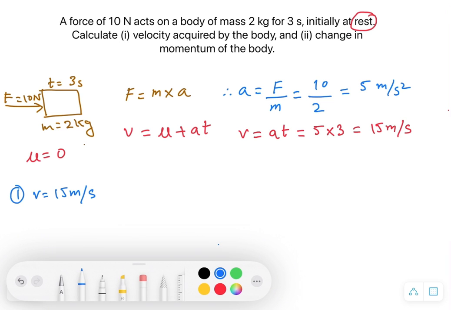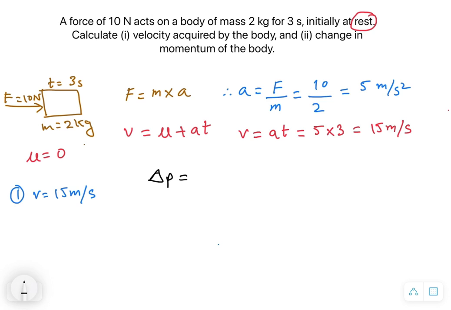Now let us find the momentum, the change in momentum specifically. So change in momentum delta P is equal to final momentum minus initial momentum. Momentum is the product of mass and velocity. So I can write it like this: mv minus mu. The mass is not changing. The initial velocity is 0. u is 0. So delta P will be equal to mv.